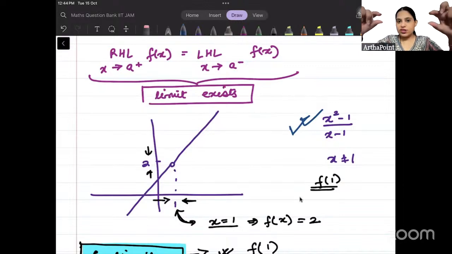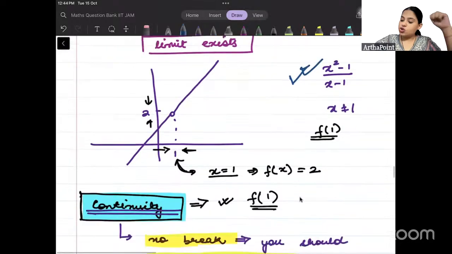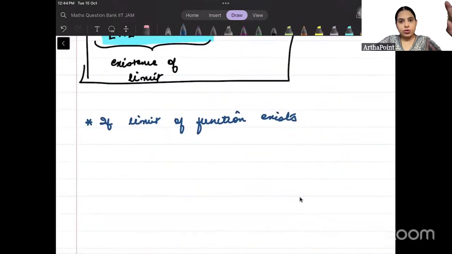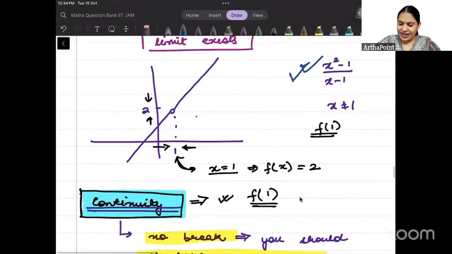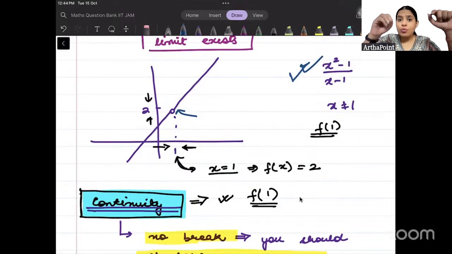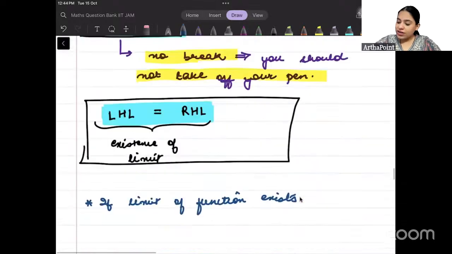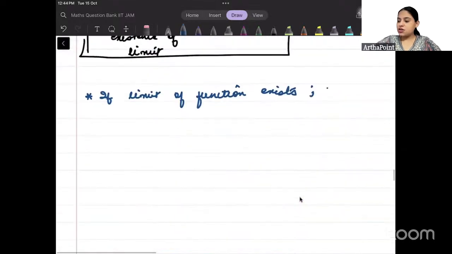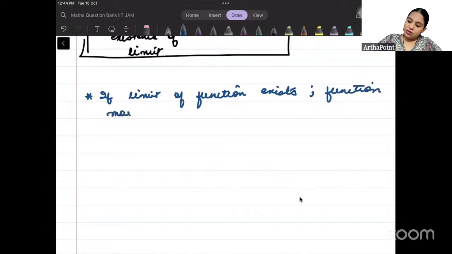We were going towards 2 from both sides. One side it was coming 1.999, 1.99999, the other side it was coming 2.01, 2.001. So you were going towards 2 from both sides. So we saw that the limit of the function was existing, but at x equal to 1, it's discontinuous. It's not defined. There is an open circle. Right? So if the limit of a function exists, the function may or may not be continuous.